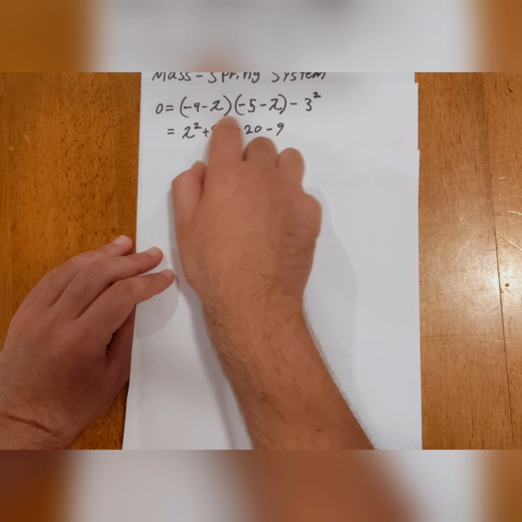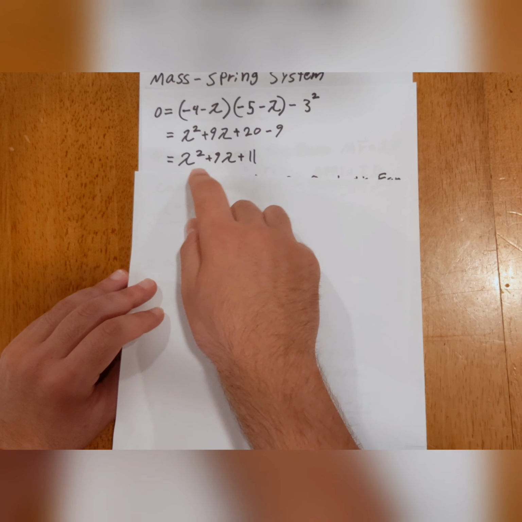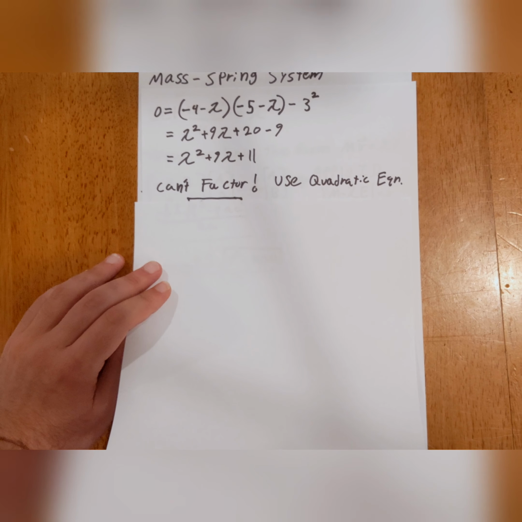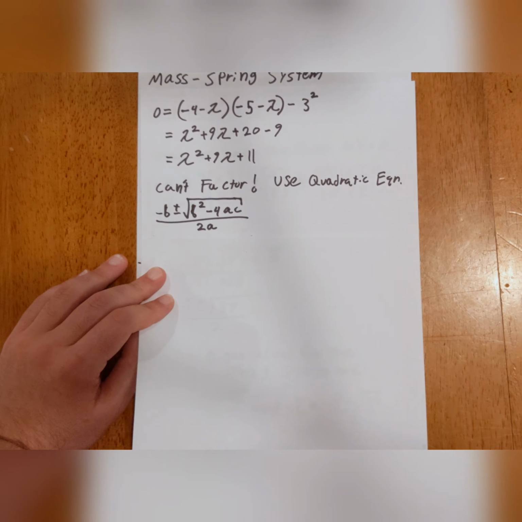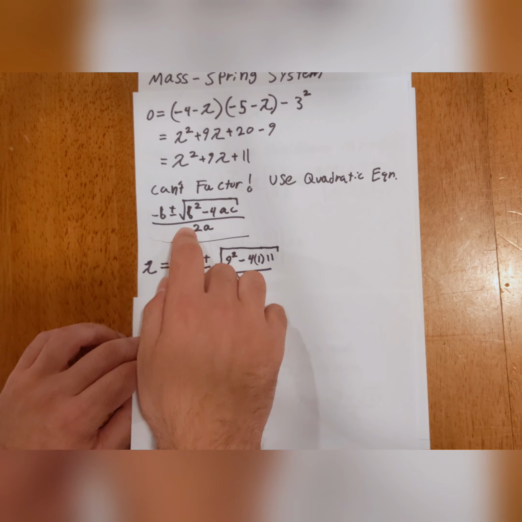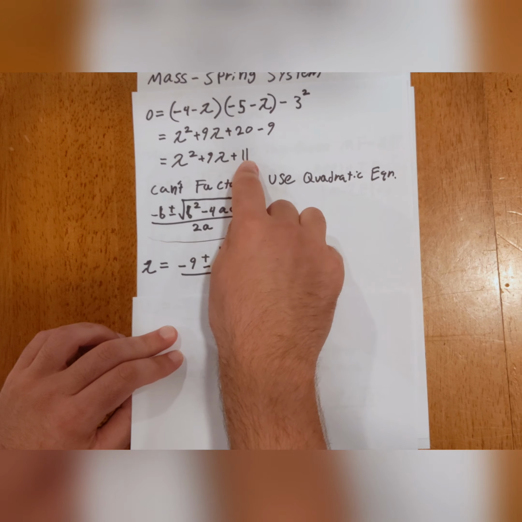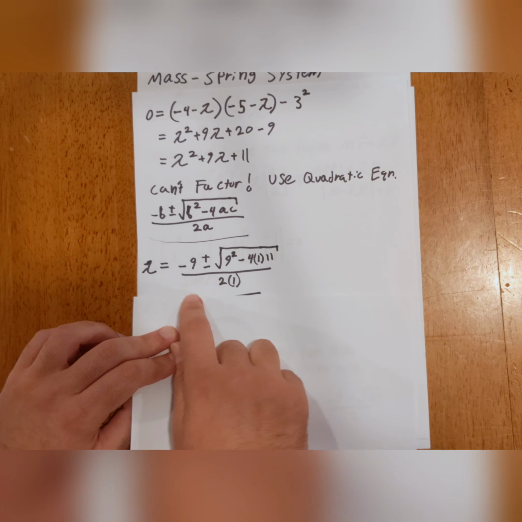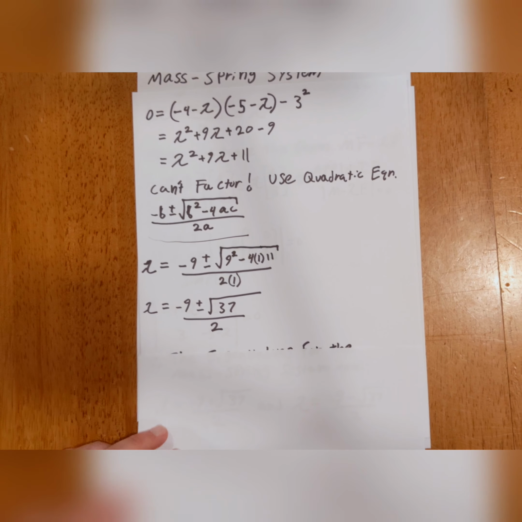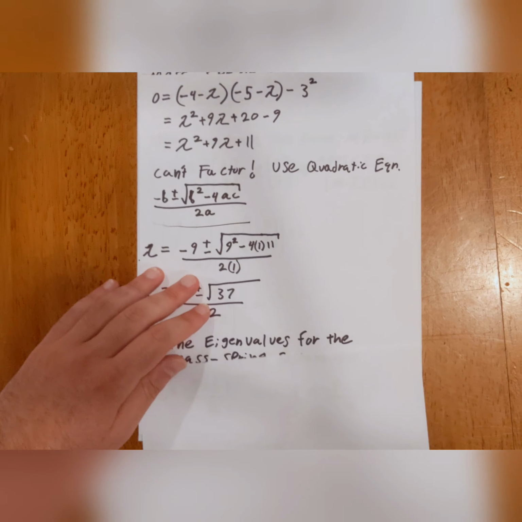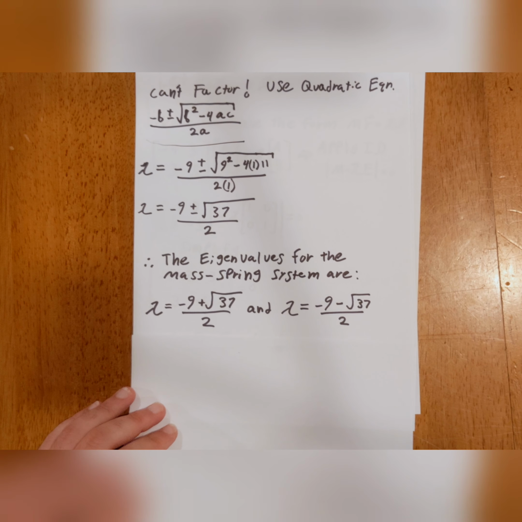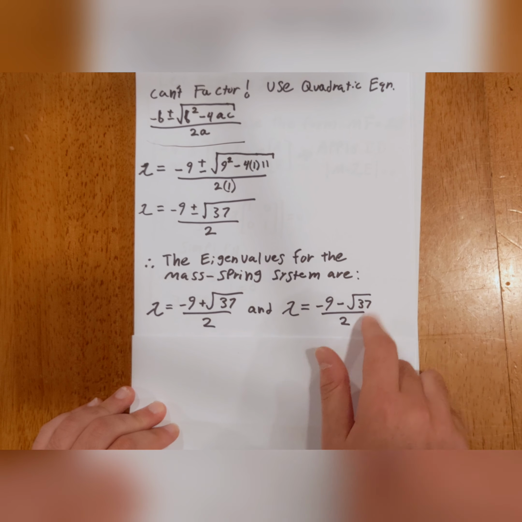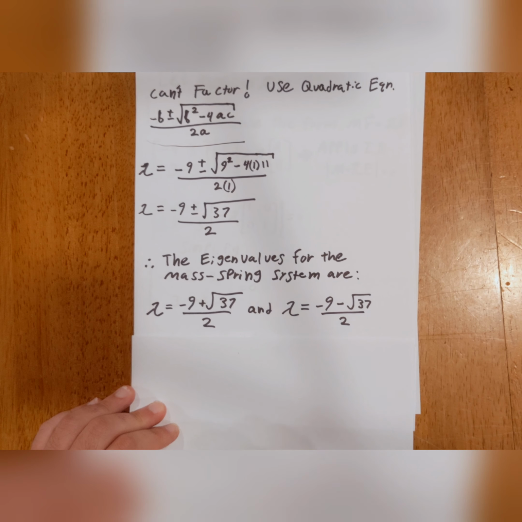We can simplify this part down into that, and that all becomes lambda squared plus 9 lambda plus 11. Now, we can't factor that, but we can use the quadratic equation, which is this here. Then that becomes plugging in a, b, and c, which is a, b, and c here. We get minus 9 plus or minus the square root of 9 squared minus 4 times 11, divided by 2. Now, those are our values for lambda, since we have a plus and minus here. So, we can then say that the eigenvalues for the mass spring system are minus 9 plus root 37 over 2 and minus 9 minus root 37 over 2. Those are our two eigenvalues for the system here.